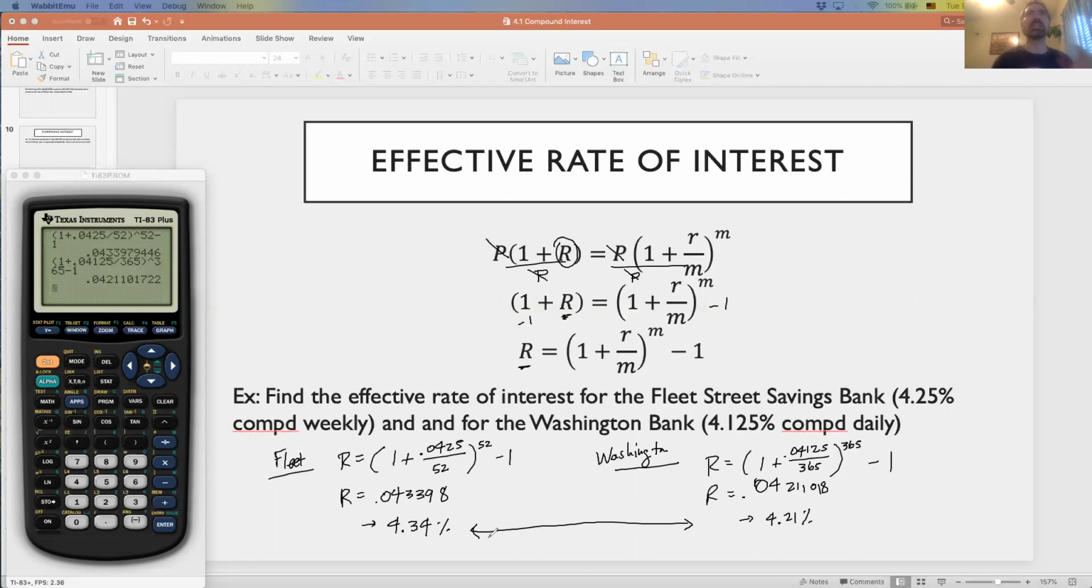So we can compare these two and know which one is the better investment. And here we can easily see that the Fleet Street Savings Bank gives us a better rate of return. The effective rate of interest, the annual percentage yield, for the Fleet Street is higher. So if we're trying to decide which one to invest in, the Fleet Street Savings Bank is the one to go with. It edges slightly over the Washington Bank.